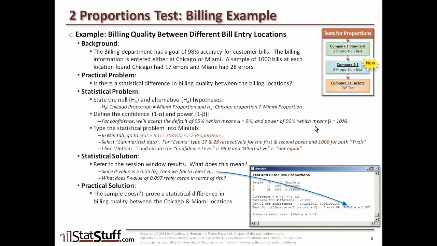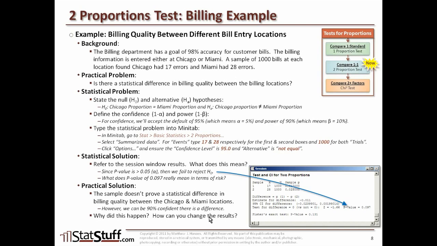So from a practical standpoint, what it really means is the sample doesn't prove. The 1,000 sample bills that we have from each location is not enough to prove a statistical difference in the billing quality between both Chicago and Miami. However, we can be 90% confident there is a difference. That's like taking 1 minus the p-value. So that's really close. And again, because it's so close to our beta risk, what we might want to do to change the results is actually collect more samples.